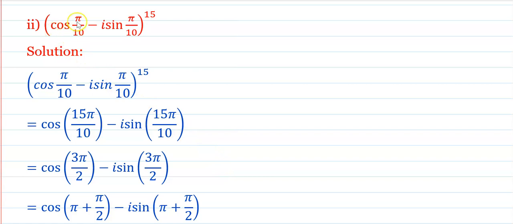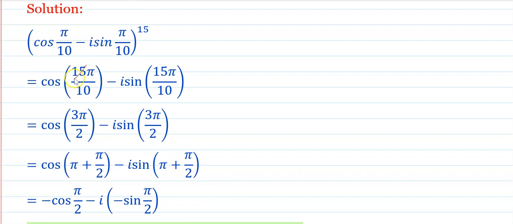Now the next. Cos of pi by 10 minus i times sin of pi by 10, bracket raised to 15. Okay. Again here we will apply De Moivre's theorem. The 15 will be multiplied with the angle. That is the cos of 15 pi upon 10 minus i times sin of 15 pi upon 10. Okay. We will reduce it to lowest terms, dividing by 5. That is 3, 5 3s are 15 and 5 2s are 10. That is the cos of 3 pi by 2 minus i times sin of 3 pi by 2.